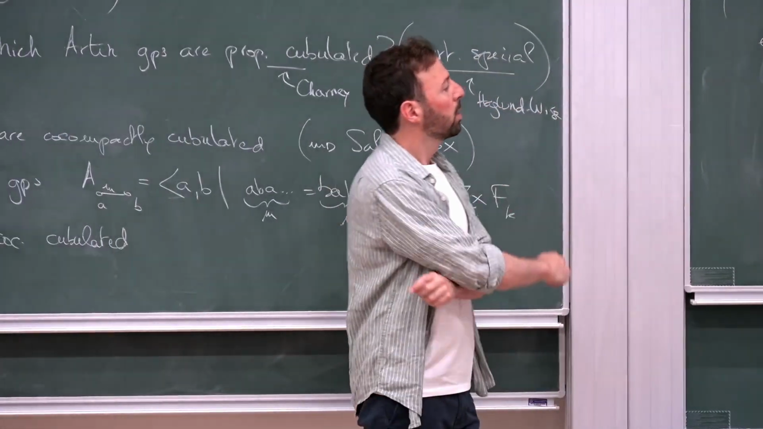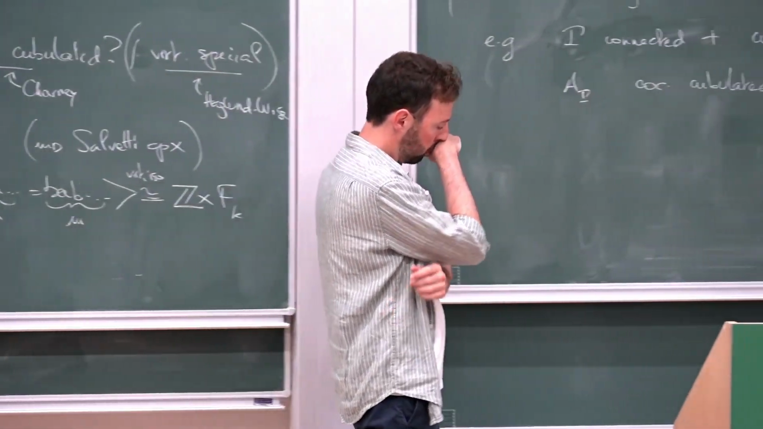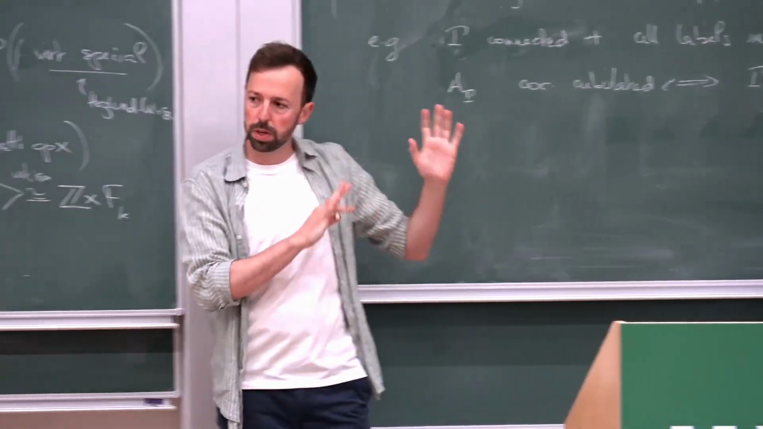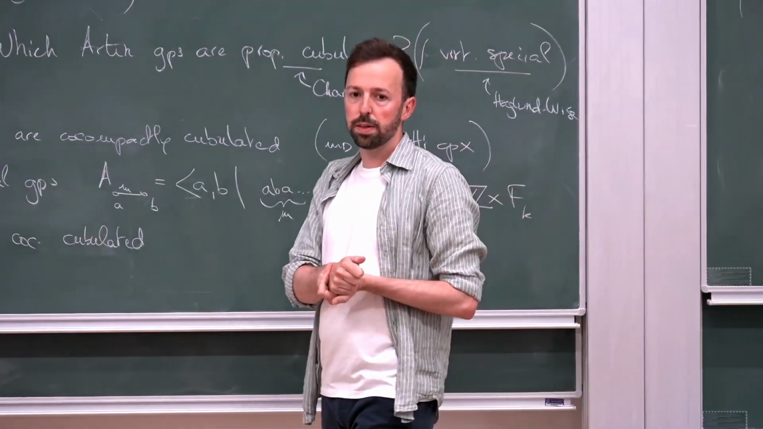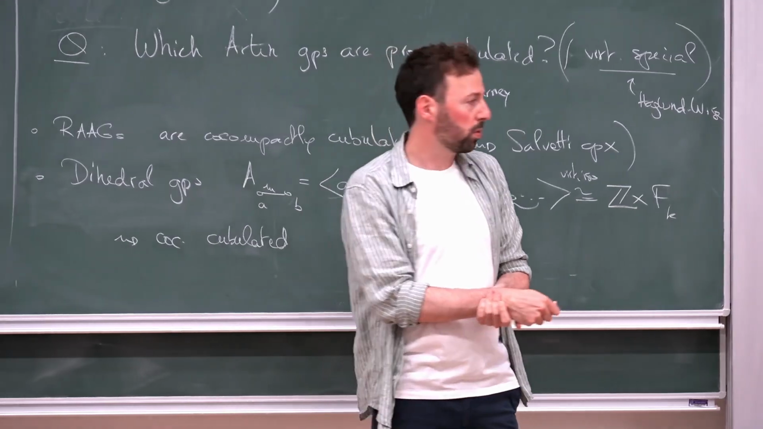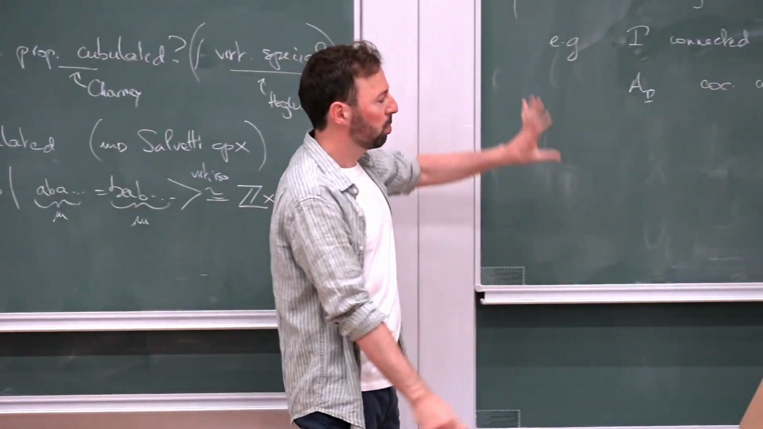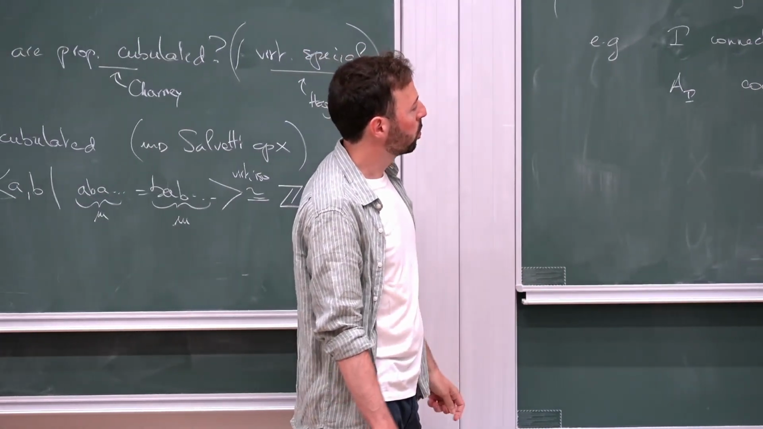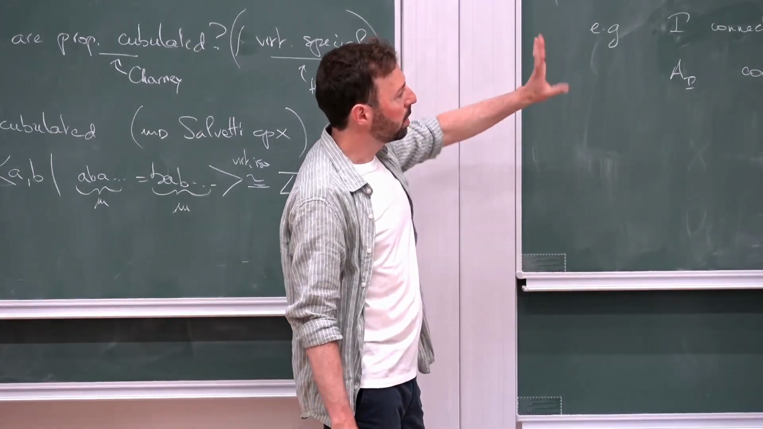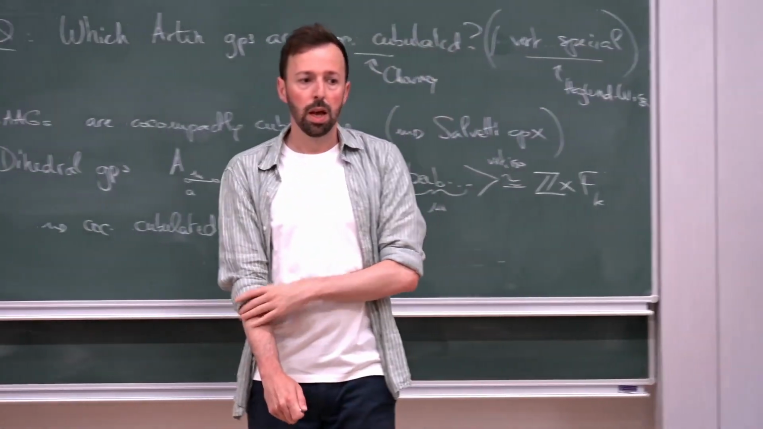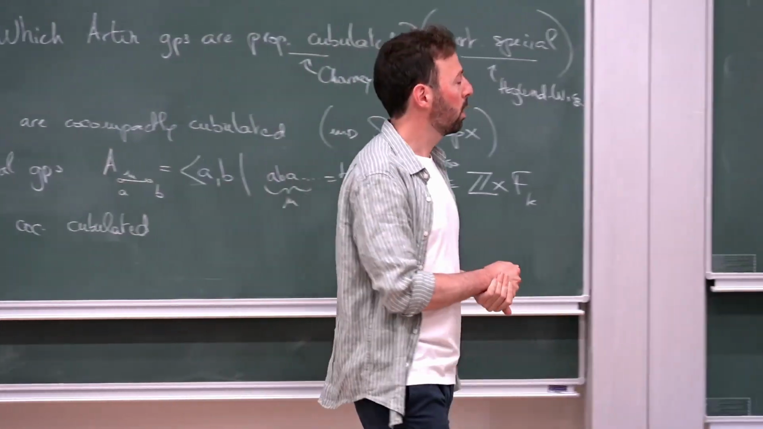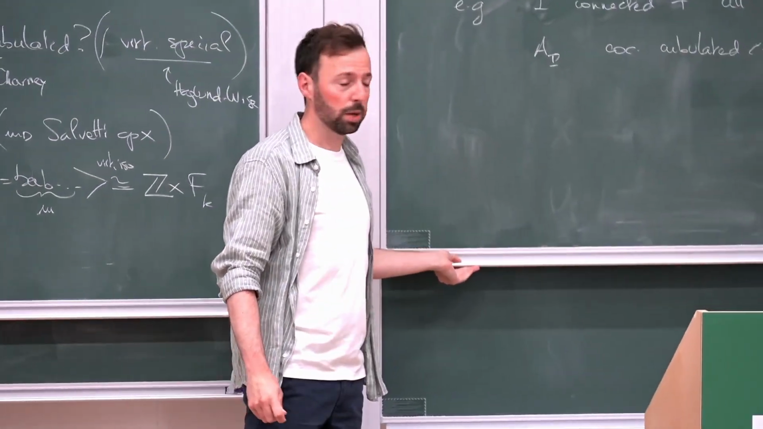If you allow some even labels, a bit more can happen. There's actually a conjectural classification by Thomas et al. of exactly when your Artin group is compactly cubulated, which is a bit hard to state, which is why I don't want to do it. But really, the idea is that in general, your Artin group is not going to be compactly cubulated. However, it might still be that they are properly cubulated. That would still be nice.